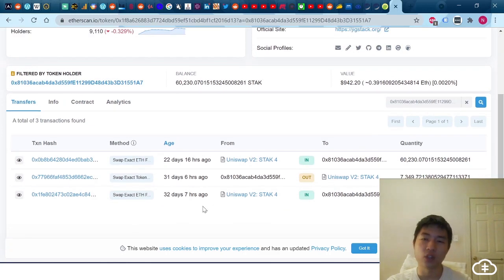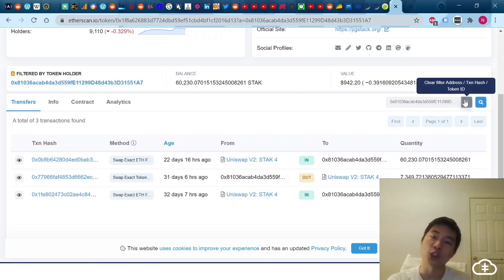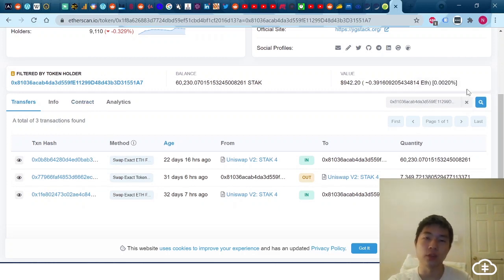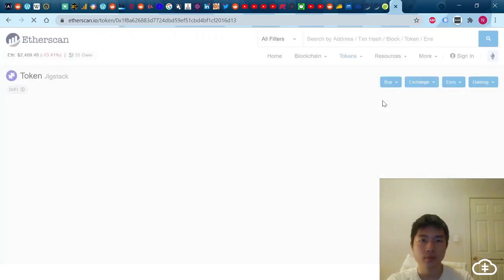And you can see these are my transactions. And it doesn't say how high you rank, in terms of how much of the token you own compared to other people. But I think this is useful information nonetheless.